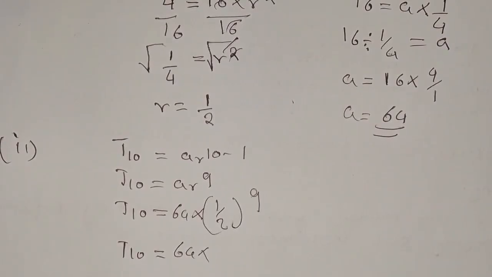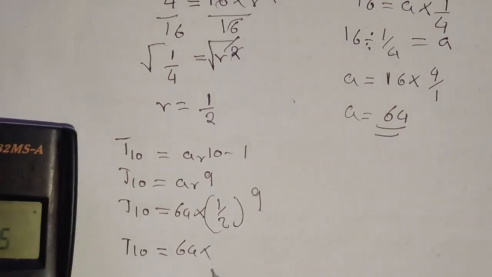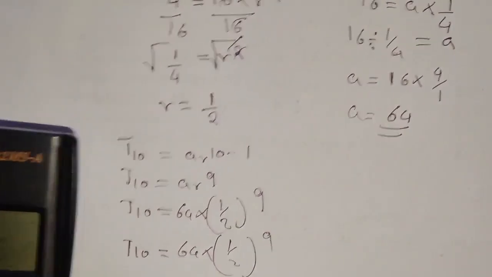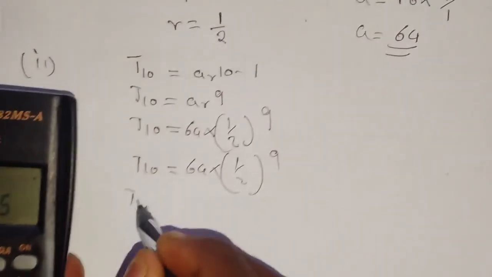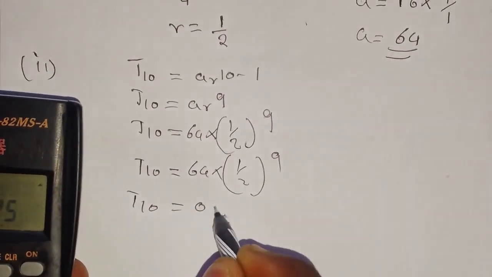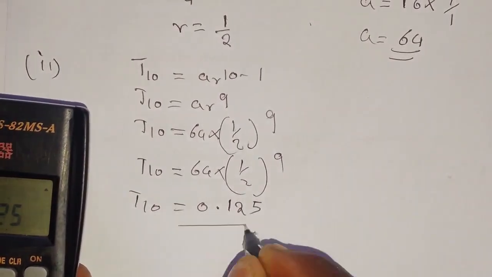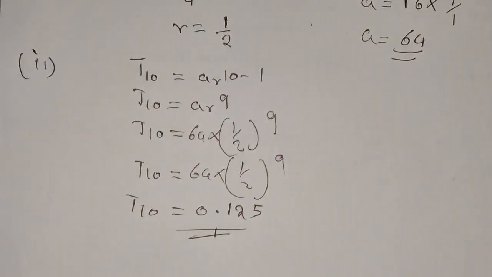It will give you 0.00 something like that. Then just multiply by 64. Okay, multiply by 64, hence it will give you your T10 to be 0.125. So this is the 10th term.